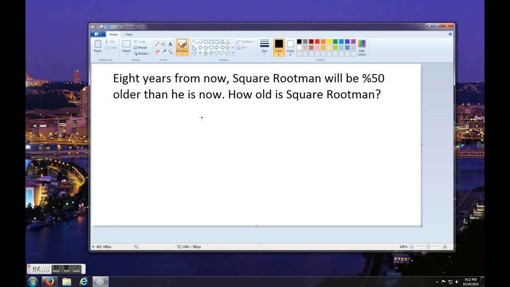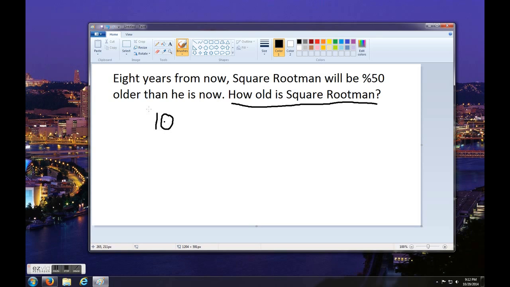So the way I'm going to start this equation with the guess and check method is I'm going to guess an answer. So what am I looking for an answer for? I want to know how old he is. So I'm going to choose 10 as my guess. 10 is nice and easy to multiply and divide with. And maybe Square Rootman is 10. Who knows? Maybe we're lucky. But the whole point of guessing is to set up our equation. So I'm going to guess that he's 10 years old.